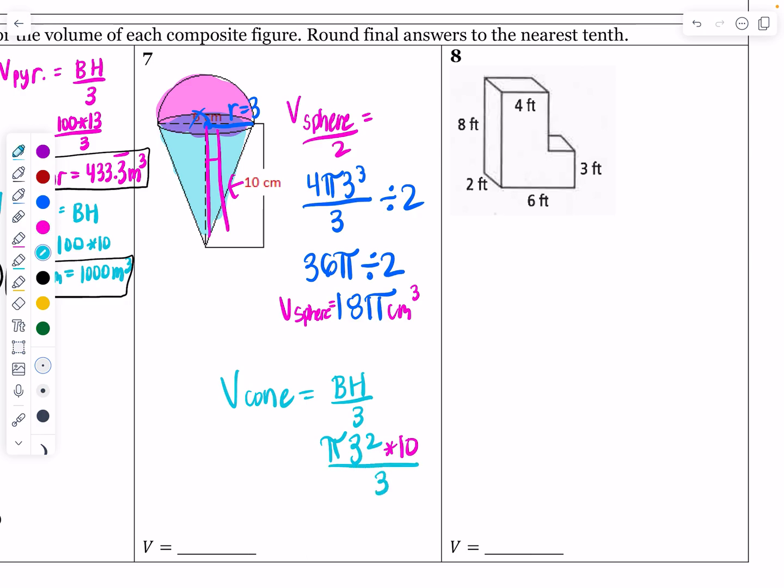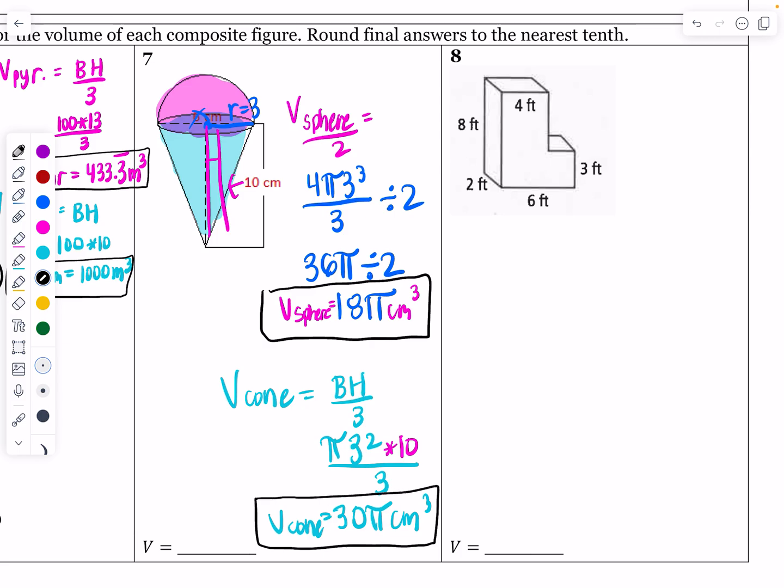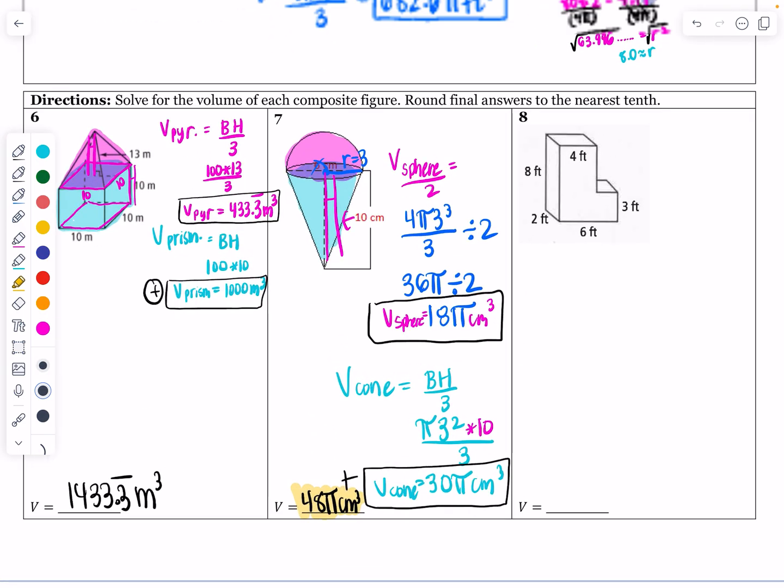Okay, so that's going to be 3 squared times 10 divided by 3 gives me 30 pi for the volume of the cone. So 30 pi centimeters cubed. And so what do I do to find the total volume of the composite figure? I'm just going to add together these two volumes. And so when I do 30 plus 18, I get 48 pi centimeters cubed of volume. So that's my composite volume. When I put those together, that's how much volume was in the hemisphere plus the cone.